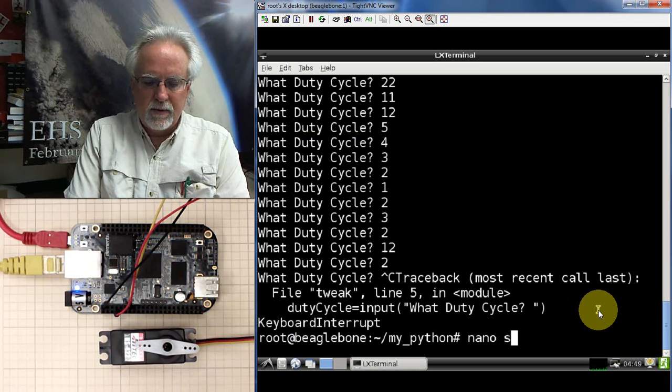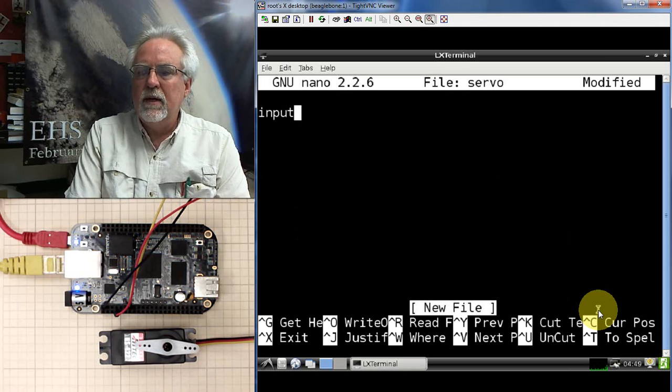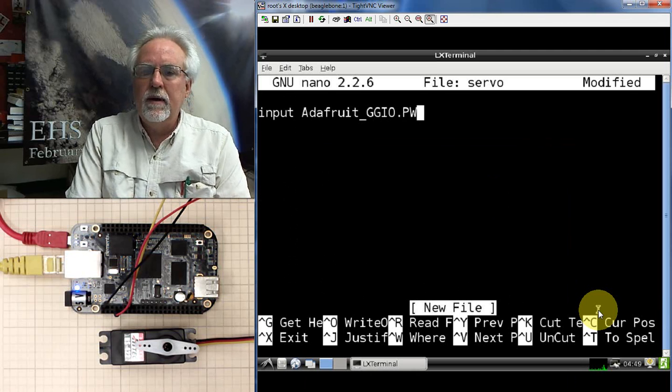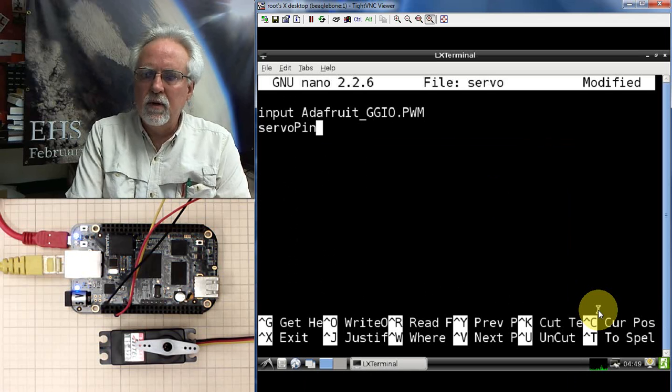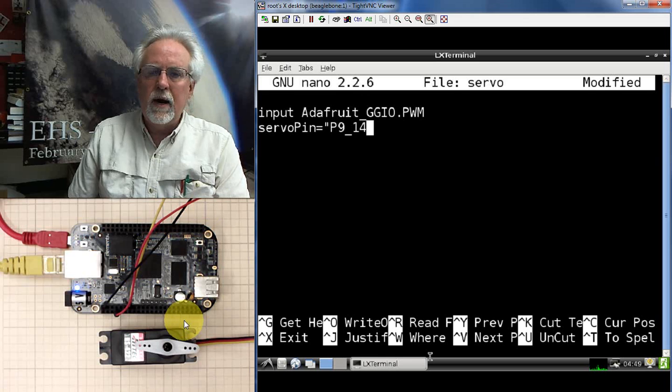Nano servo. This is my servo program. What do I need to do? Well, I need to import that library, Adafruit underscore BBIO dot PWM. Okay. I need to say that the servo pin, where am I controlling this from? Remember, we were on header 9, P9 underscore 14. This point here is pin 14 that we have the yellow wire connected to.